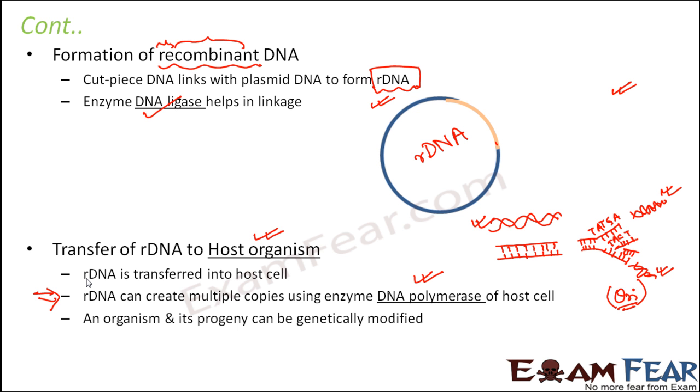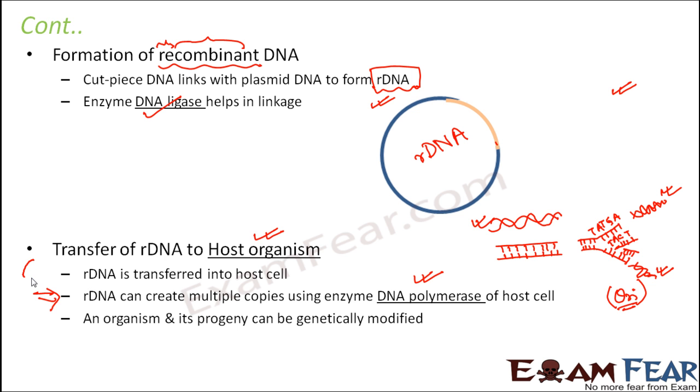You have multiple copies of the recombinant DNA. So that organism gets genetically modified because the organism has that gene. So that gene will be expressed in the phenotype of the organism. So the organism is genetically modified, and also its progeny gets genetically modified because that gene is multiplying itself. So a copy of the gene gets transferred to the next offspring, that is the next generation. And similarly again, the process keeps on continuing. So not only the organism gets genetically modified, but the next generations as well.